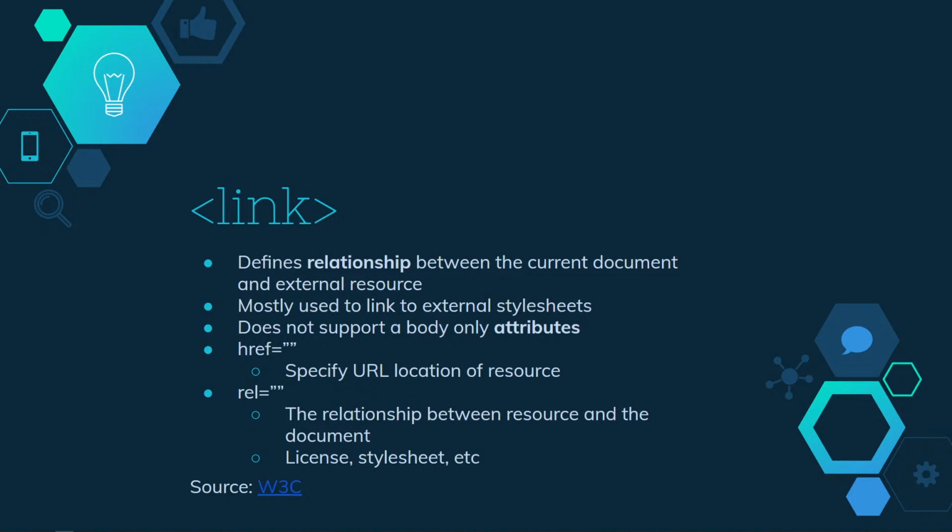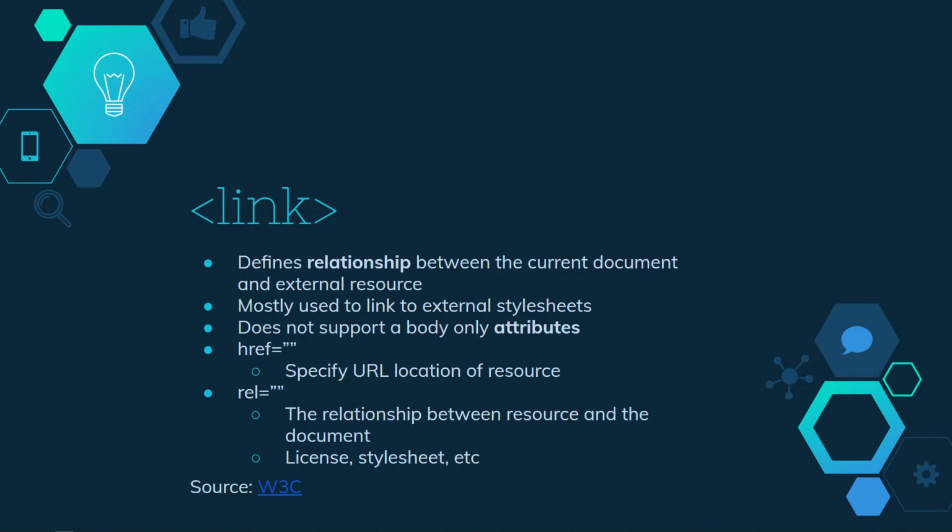All right. And the way we do this is using the link tag. The link defines the relationship between the current document and the external source. So there's a relationship there. This is mostly used to link external style sheets. It does not support body only attributes, so you can't put CSS or HTML elements inside of a link. It's a self-closing tag, much like BR and input.